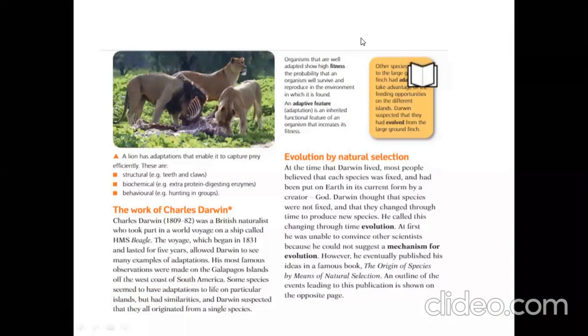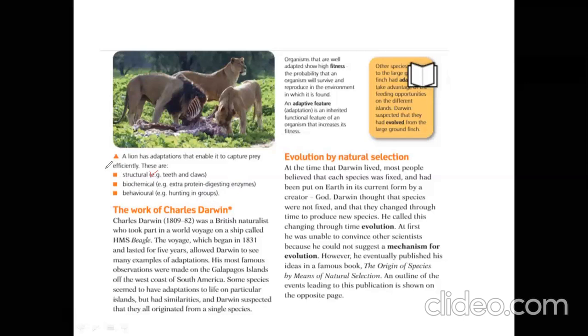So you can see here, this is just an example of adaptation, okay? A lion has adaptations that enable it to capture prey efficiently. What are the adaptations? Structural adaptation: having sharp teeth and claws. Biochemical adaptation: lions have extra protein-digesting enzymes so that they can digest meat, prey meat. And behavioral adaptation: they hunt in groups.